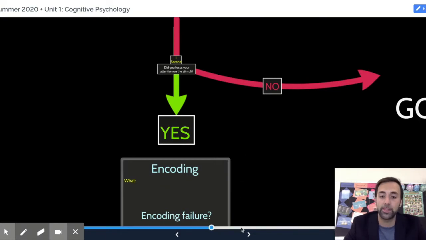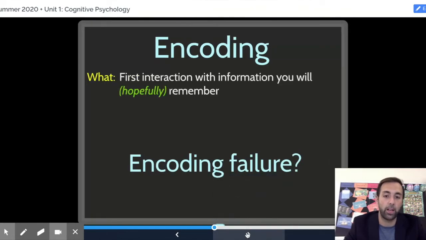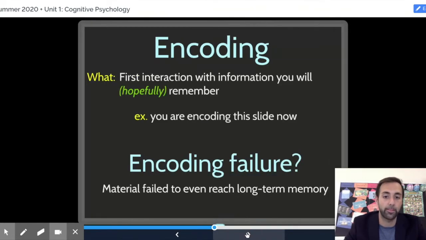However, if material does in fact enter the memory process, we proceed to the very first stage, and we call that encoding. Encoding is the very first time that you interact with material. In a perfect world, you're encoding this slide right now. But the first time you read a textbook, the first time you look at new vocabulary, the first time you're sitting in class watching your math teacher provide an example, you're undergoing the process of encoding.